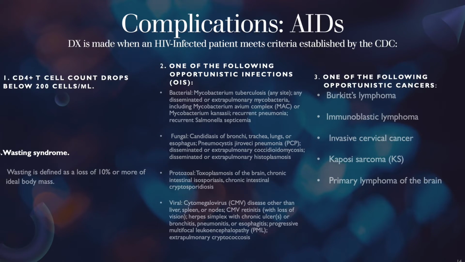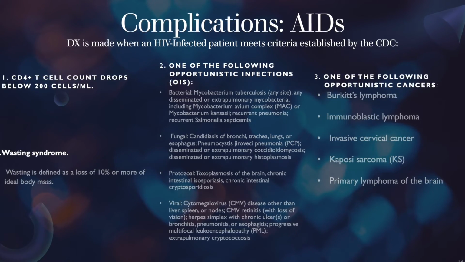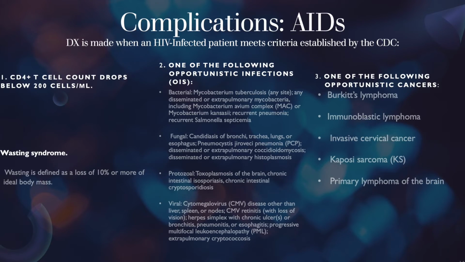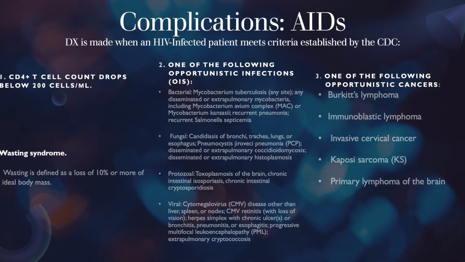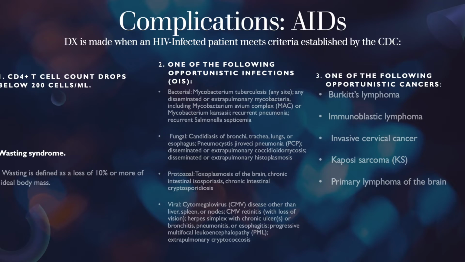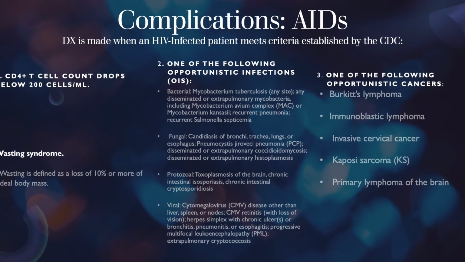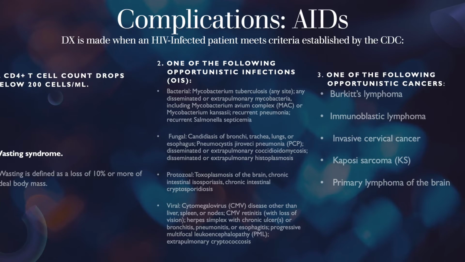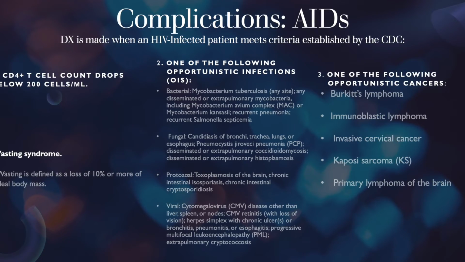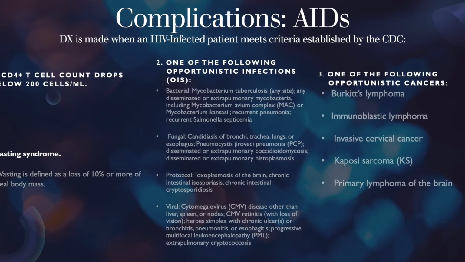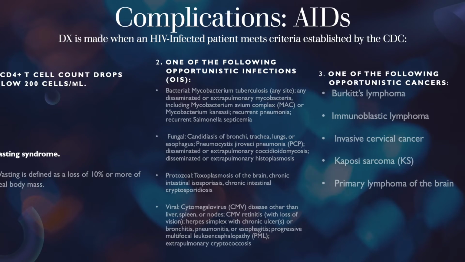TB. You'll have fungal infections, that's thrush of the trachea or bronchi and the lungs. You'll have protozoal infections or other viral infections as well that can be pretty serious. And one of the following opportunistic cancers. So yes, this can also lead to cancer.